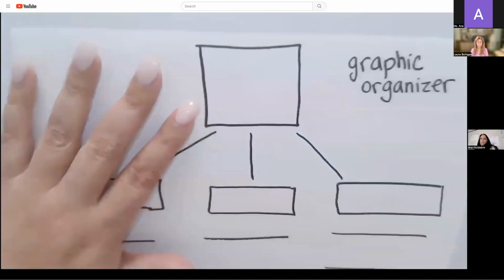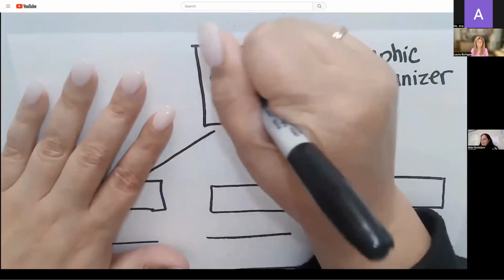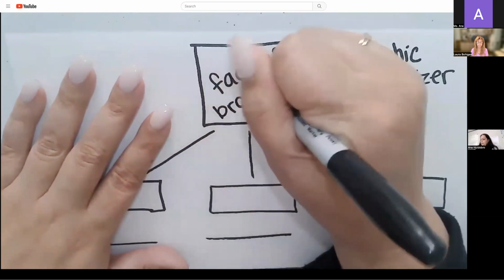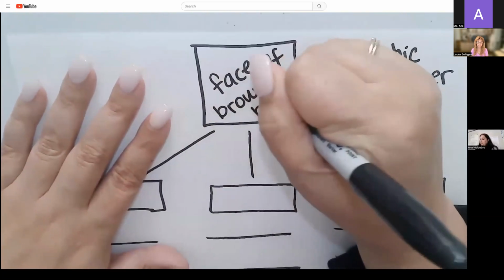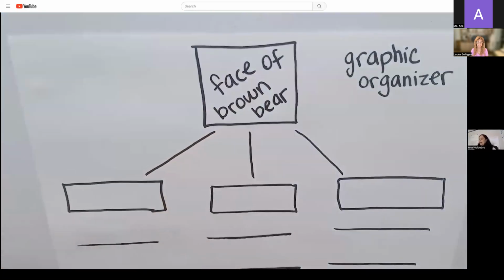All right, I'm going to pretend that I drew a face of the brown bear. I'm just going to write face of brown bear, but on your paper you should have drawn the face of a brown bear. Perfect. I hope it's wonderful. I love drawing. Well, I'm not great at drawing, but I love to draw. It kind of relaxes me.